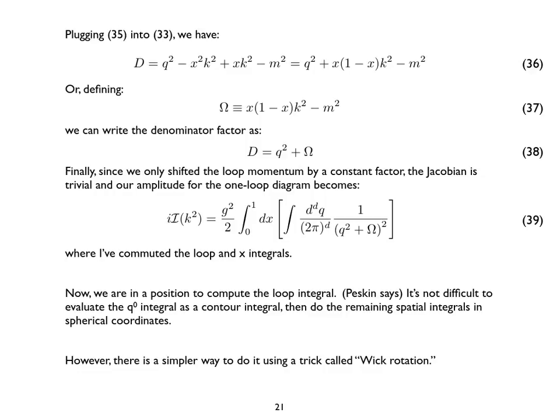So we completed the square, and you get down to something that looks like equation 38, which is q squared plus some constant stuff. Q squared is what you want to integrate over. It's the new momentum that you introduced when you completed the square.